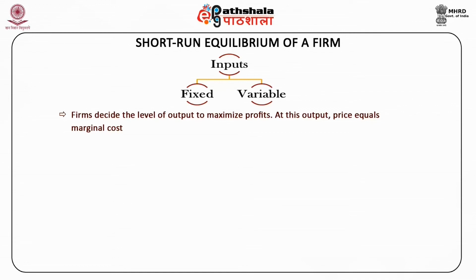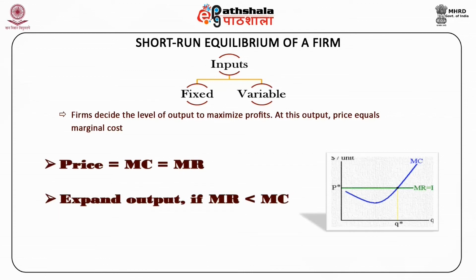The firms continue to expand their output as long as the marginal revenue exceeds the marginal cost, because by doing so they can add more to their total revenue than to their total cost. Similarly, the firm continues reducing its output as long as the marginal cost exceeds the marginal revenue, because then the firm will reduce its total cost more than its total revenue.